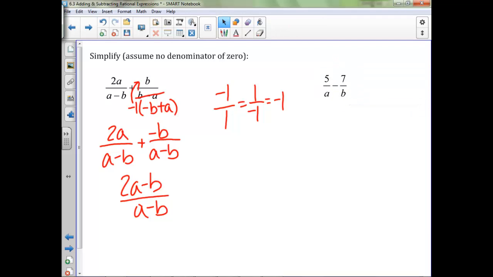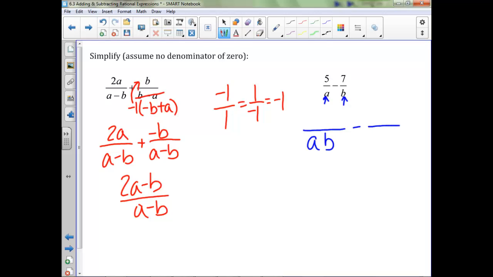On this one, we have to get a common denominator. And notice our common denominator has to include both the a and a b. It's got to have both factors in it. So our least common denominator is actually going to be the product, or a times b. So we know that's our denominator. So this first fraction, we had to multiply by b over b, so that we can get a times b for the a times b.